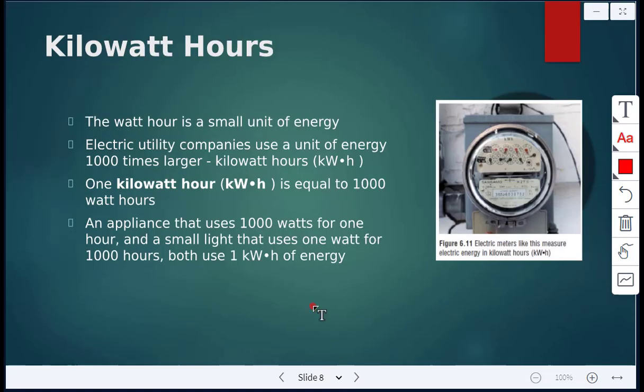Now, normally the watt hour is not used because it's a small unit of energy. It's usually kilowatt hours that are used. So 1,000 times larger than a watt hour is the kilowatt hour, and that's what we'll be using. So 1 kilowatt hour is equal to 1,000 watt hours. An appliance that uses 1,000 watts for 1 hour and a small light that uses 1 watt for 1,000 hours are both using 1 kilowatt hour of energy. And you may have seen something like this, electric meters, which measure electric energy in kilowatt hours.